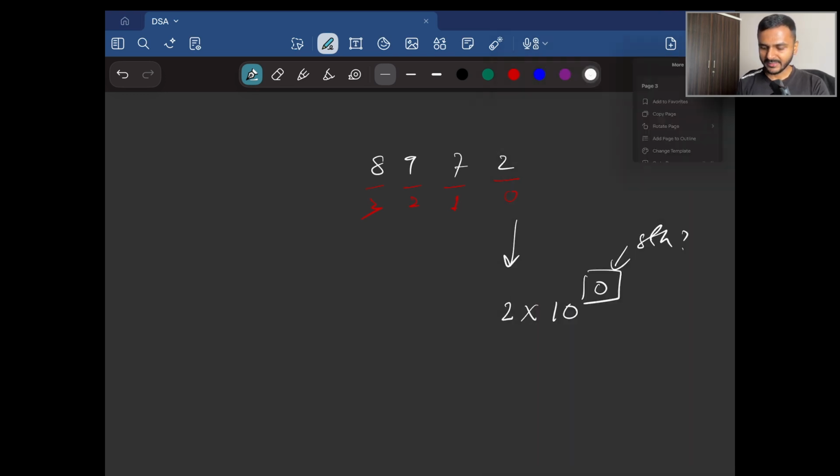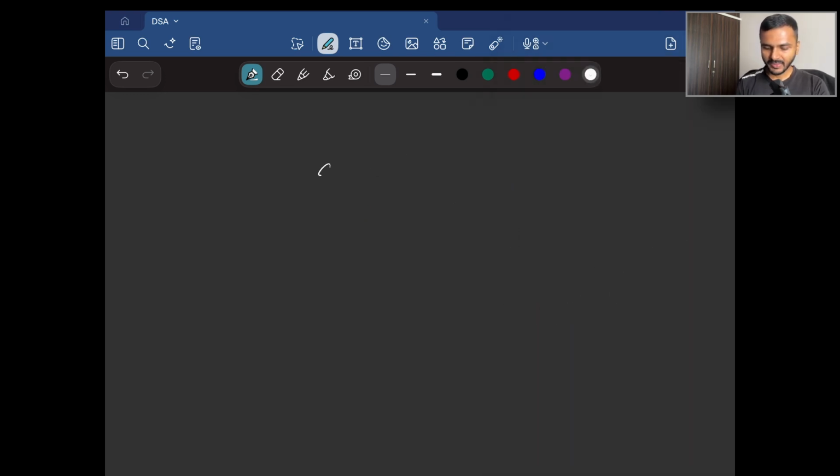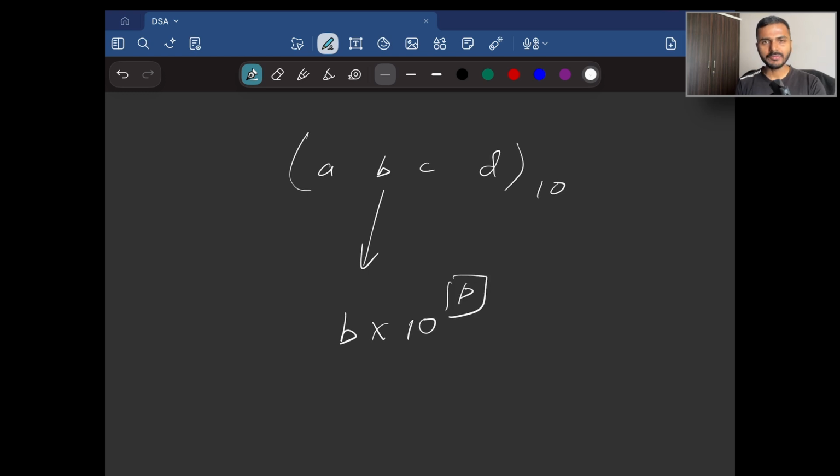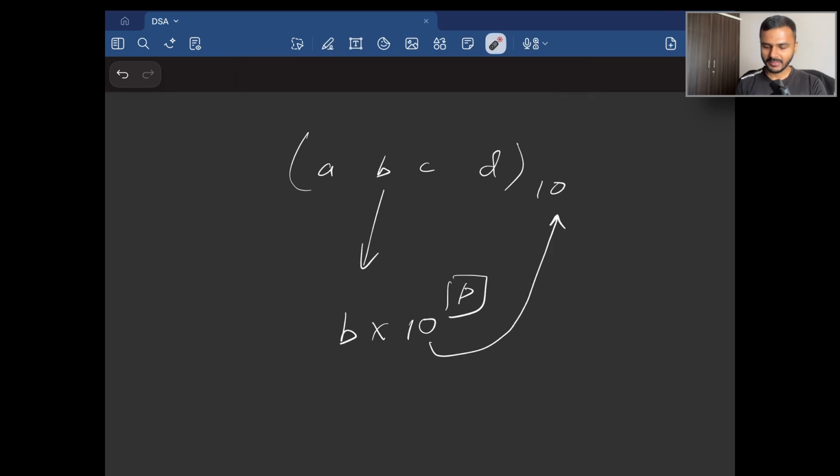So if we were to generalize this, what would we do? If we have a number in the format, say ABCD, and this is represented in decimal, and if we were to find the value of B in ABCD, we will do this. We will use that digit, multiply it with 10 raised to its position, which is, let's say, P in this case. And this is applicable to decimal. The reason we are going for 10 power something is because this is decimal, whose base is 10.